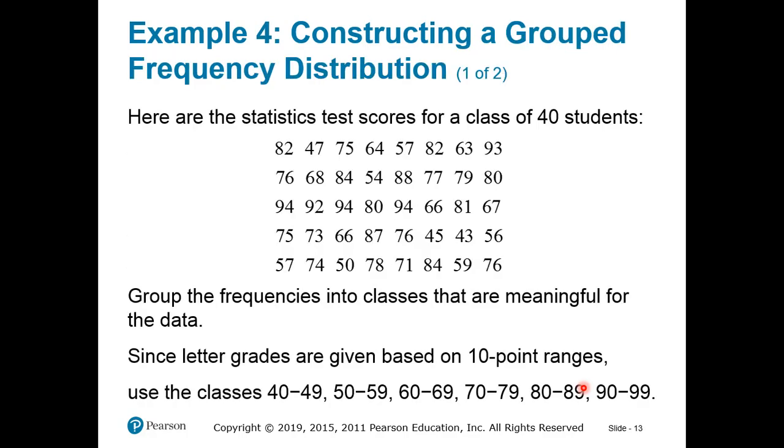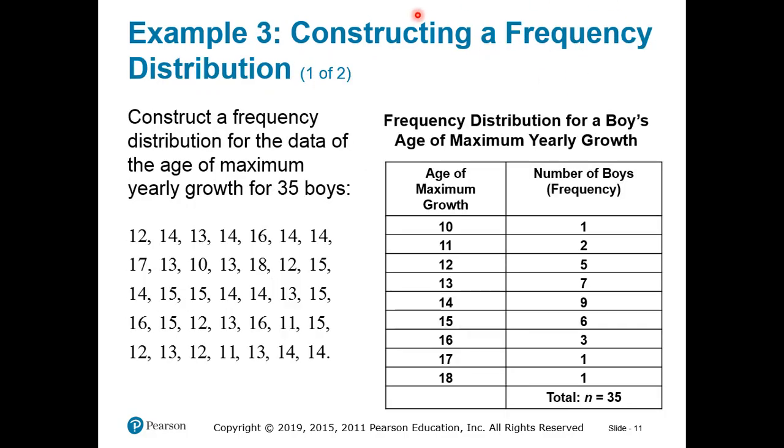So now, here are the statistics scores for a class of 40 students. Okay, so we want to group the frequencies. So this is for grouped data. Now notice that in this example here, what's the range of the data? We go from 10 to 18, so it has a small range. When it comes to a small range, we don't want to group the data. Okay, so this would be an ungrouped frequency distribution.